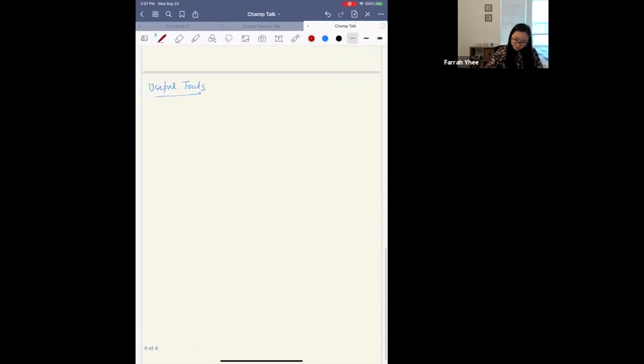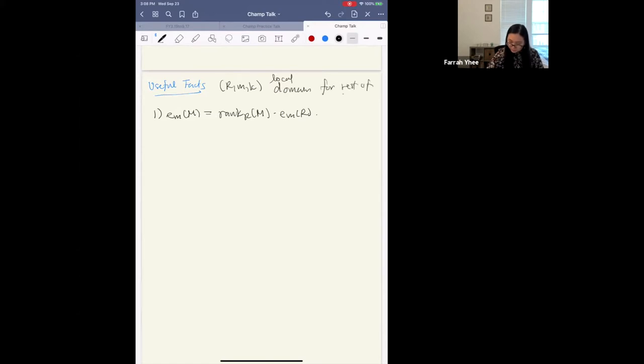All right, so some useful facts. One, I can actually compute this in terms of the rank of M times e(R). And actually, I suppose it's even better for me to say that I'm just going to assume R is a local domain for the rest of the talk, just so that this notion of rank, I don't really have to explain what it is. This is just the vector space dimension of frac R tensor over R with M.